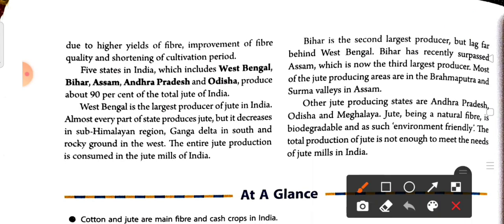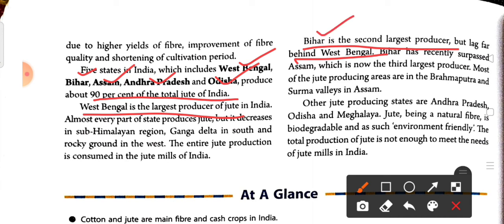The 5 states that are engaged in the production are West Bengal, Bihar, Assam, Madhya Pradesh and Odisha. About 90% of the total jute comes from these states, and West Bengal is the largest producer of jute in India. Bihar is the second largest producer, but lags far behind West Bengal. So in the production ranking, West Bengal is first and Bihar is second, but in the production amount, Bihar lags far behind West Bengal.